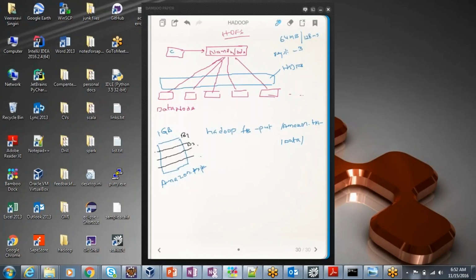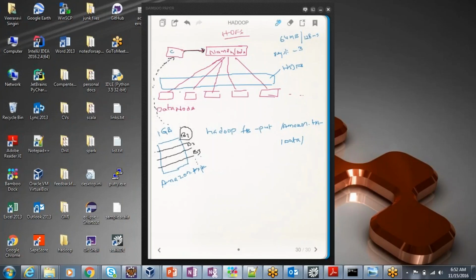Block 1, block 2, block 3, and so on. How many blocks will come for 1 GB of data? 16. 16 blocks will come. Very good. So what will my client do? It will take the first block, then it will go to the name node.